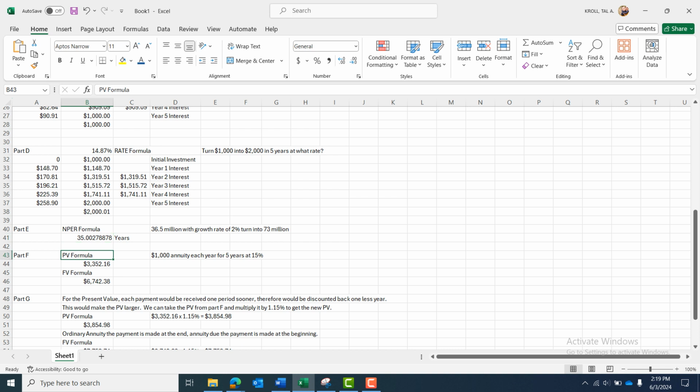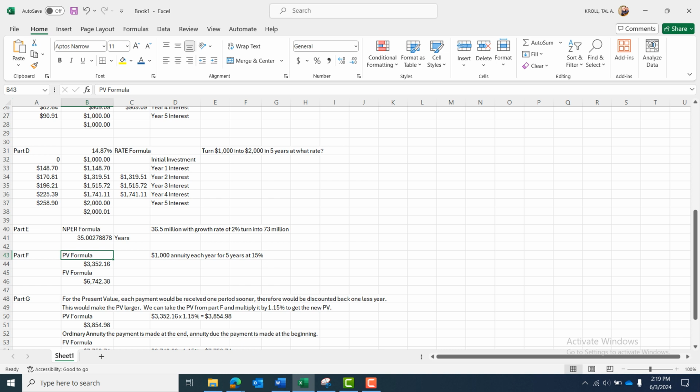Then part F, it says if you have an annuity, which means basically now you are making monthly payments, it's not a lump sum, what would the present value of your $1,000 be if you had to enter in $1,000 each year for this investment?